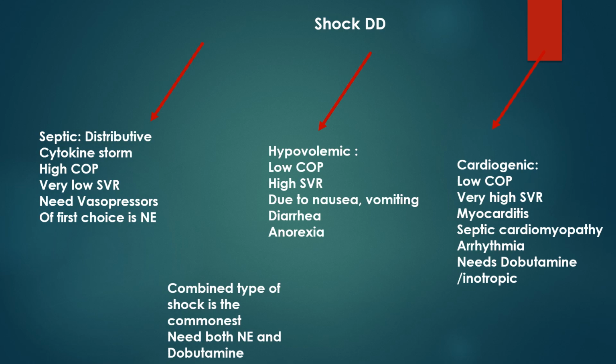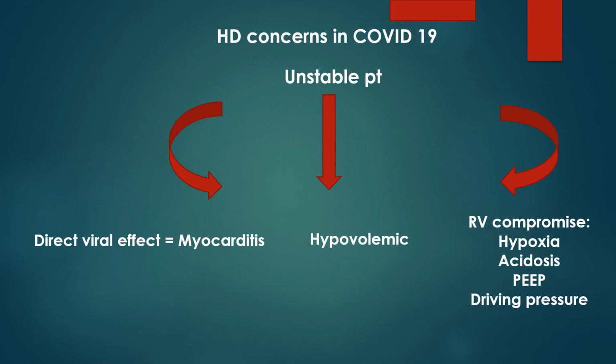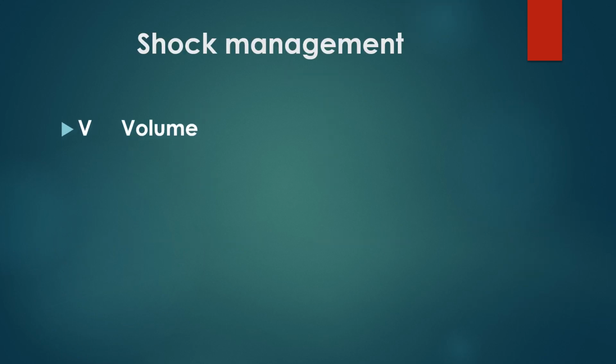Combined means might be septic plus cardiogenic shock, and here you might combine norepinephrine and dobutamine. We should not forget also in hemodynamically unstable patients, the common three scenarios might be, after the storm of cytokine release, myocarditis, hypovolemia, but also RV dysfunction due to hypoxia, acidosis, PEEP, and high driving pressure.